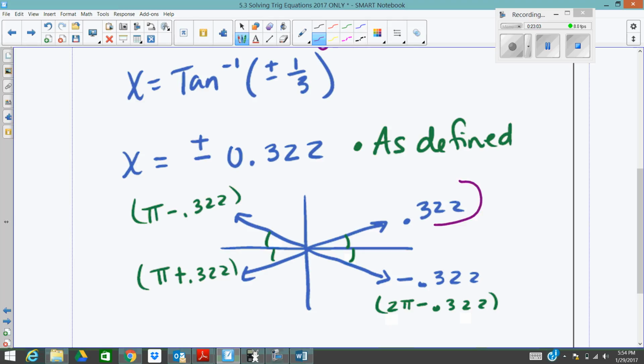So we have 0.322 that we got, and then in quadrant 2, we're going to take pi minus that to get our second answer. In quadrant 3, we're going to do pi plus that to find our third answer. And in quadrant 4, we're going to do 2 pi minus that to find our fourth answer.